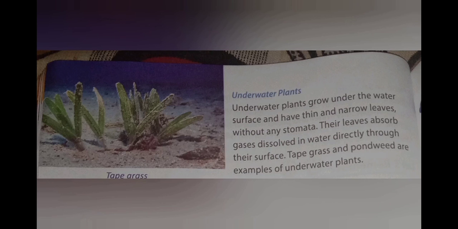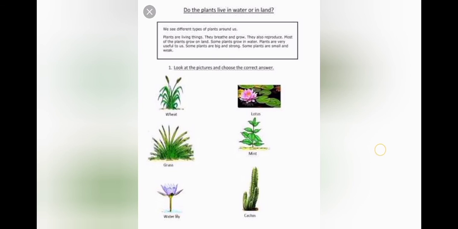So here children, these plants don't have the tiny pores, which are called stomata. They absorb the gases directly from the water, which are present in the water. So the examples are tape grass and pondweed. Okay, so this is it for the session children. Hope you all have understood the differentiation of the plants.